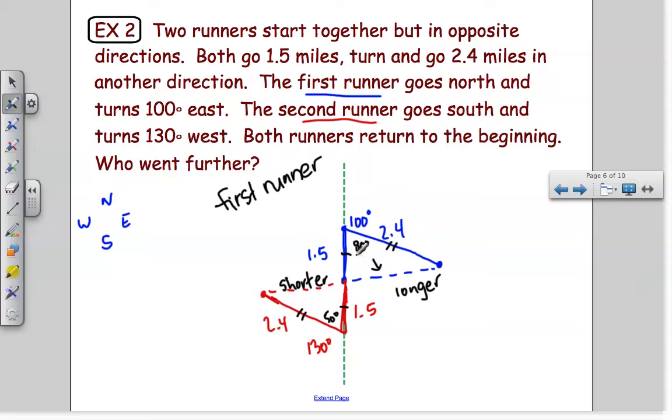Okay, so I had to find the angle actually in the triangle. This is using the hinge theorem. I have two congruent sides in both of these triangles, or both of the runner situations. The angle between the first two is larger, so his side opposite is longer.